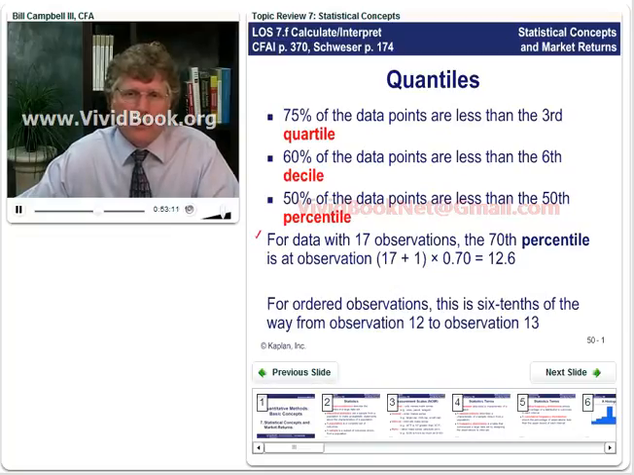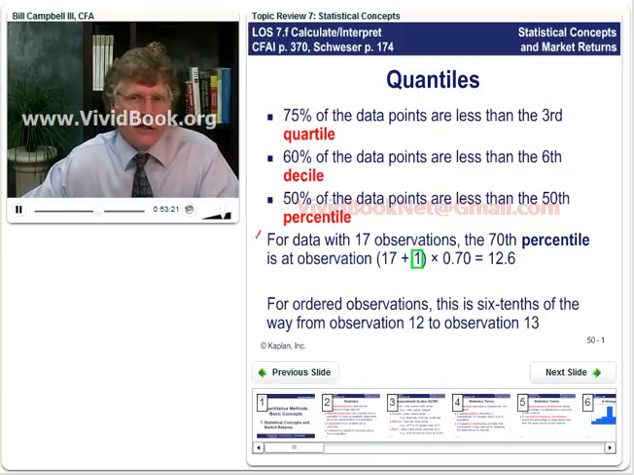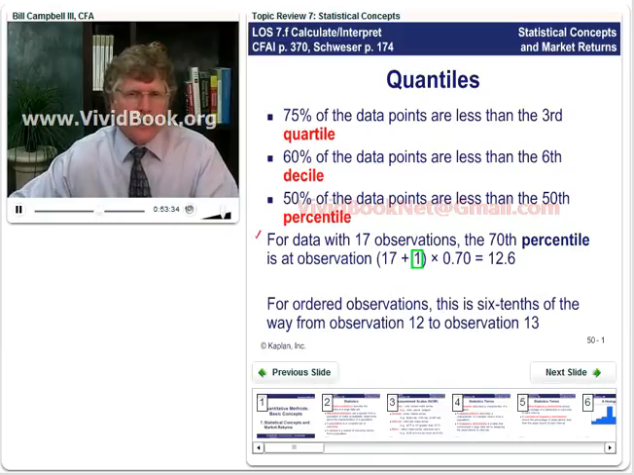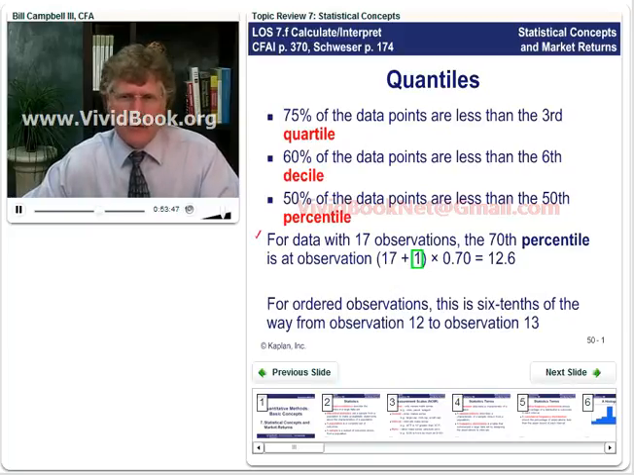Remember, let me put a box around it. Remember to add 1 to the number of your observations. I will guarantee you on the CFA exam, if they ask you this question, one of the wrong answers will be the answer you would get if you forgot to add that 1. CFA Institute knows the kinds of mistakes people make. They will always give you wrong answers that exploit the common mistakes that you make. You guys aren't going to make that mistake. You let somebody else make that mistake.